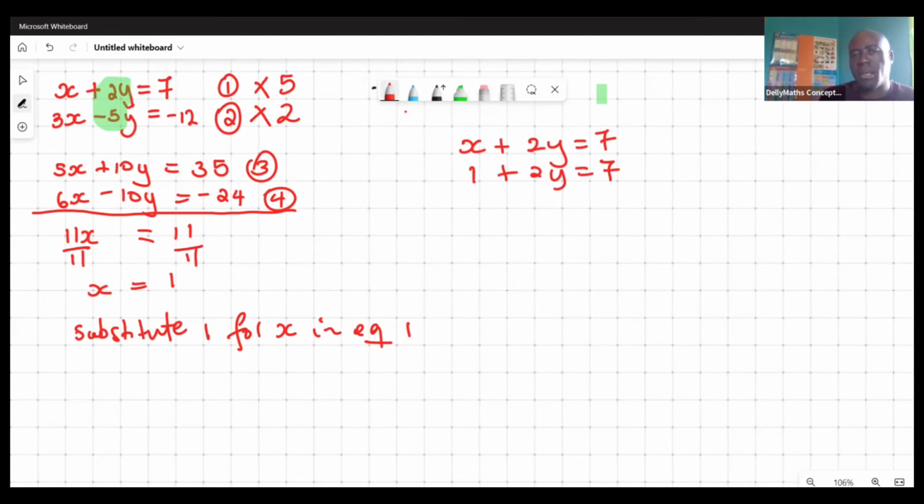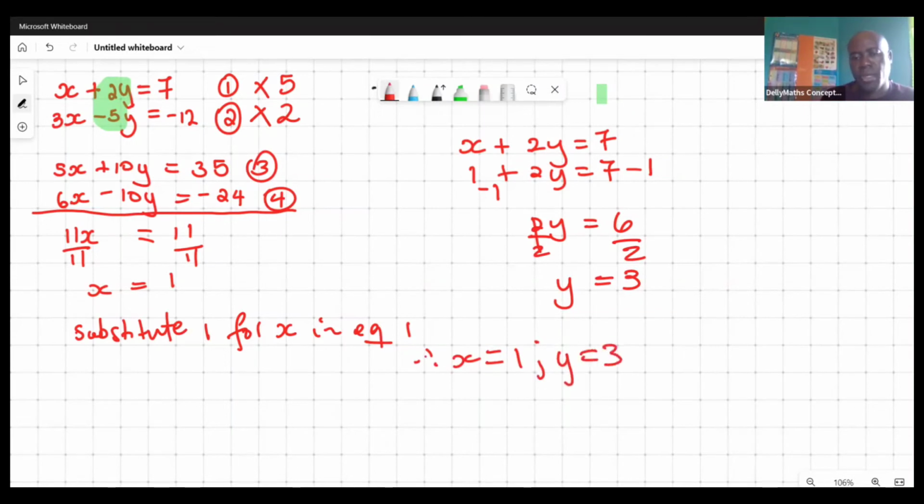At this moment, I'm solving. I'm going to subtract 1 from both sides, so 2y is equal to 6. Then if I divide both sides by 2, y is equal to 3. Let me just finalize that x is equal to 1 and y is equal to 3.